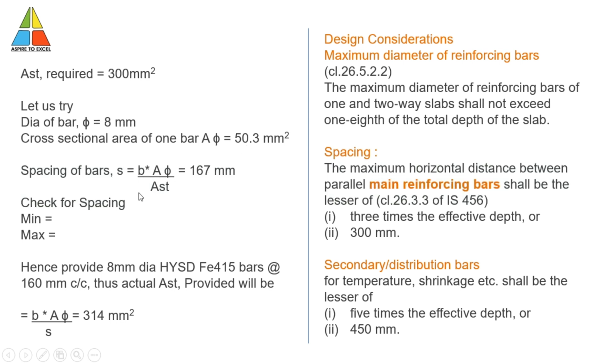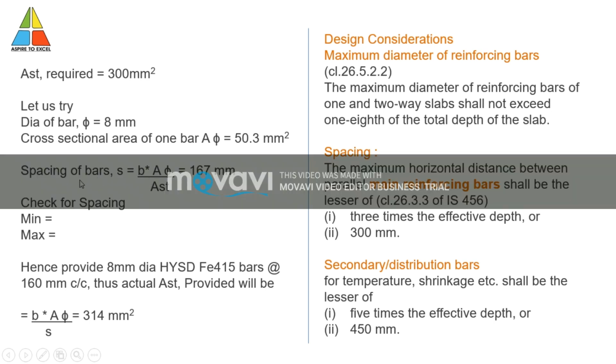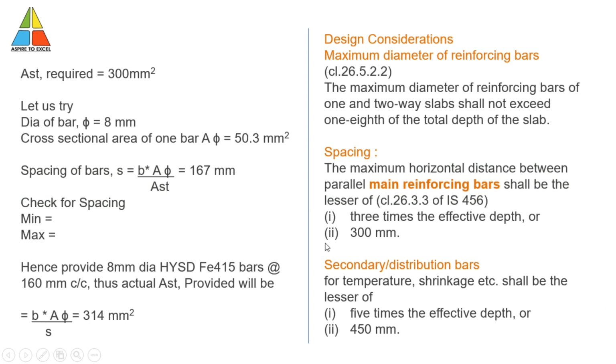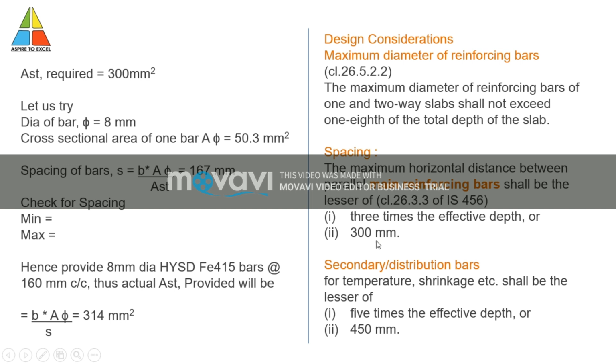And what is the area of steel? It is 300. So S is equal to, it is around 167. Again we have calculated a value, that is spacing. So we need to check whether this is within the limits or not. Right, so minimum and maximum value we need to cross check. So what is the criteria? The spacing criteria is given here. The maximum horizontal distance between parallel main reinforcement bars shall be lesser of the two: 3 times the effective depth or 300 millimeter, whichever is less.